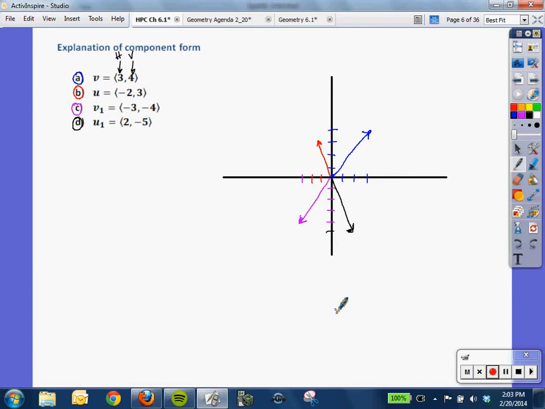Now, one thing that you should pay attention to here is that if your horizontal component is positive, your vector is going to shoot off in the positive x direction. If your vertical component is positive, it's going to shoot off into the positive y direction. If you look here at C, we have a negative horizontal and vertical component, and so the vector shoots off into the negative x and negative y direction. Okay? Are we good on that?